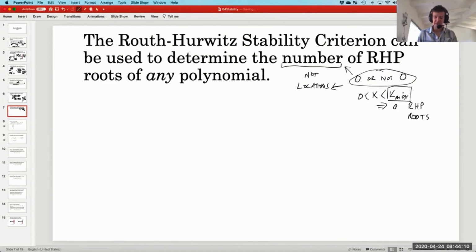So, questions on why this is not promising something that can't be delivered? I think that's a common question the students have. I just say you can't do this for fifth order polynomials, and then 10 minutes later I say let's do this for any polynomial. But the key is I'm only going to tell you how many roots are on the right, how many on the left, not where they are on the right or where they are on the left. That's the trade-off here.